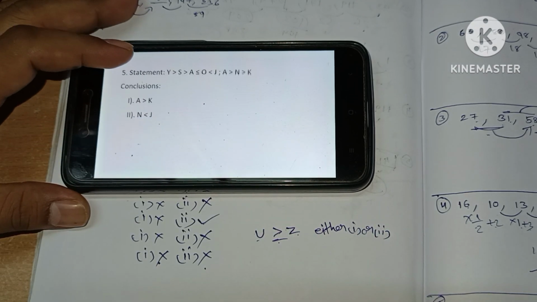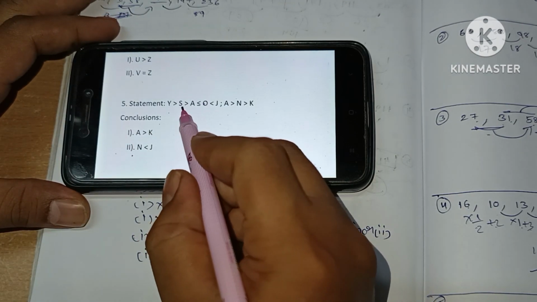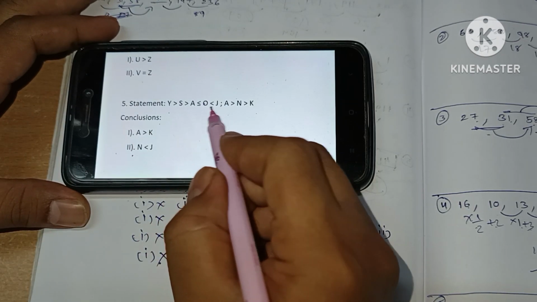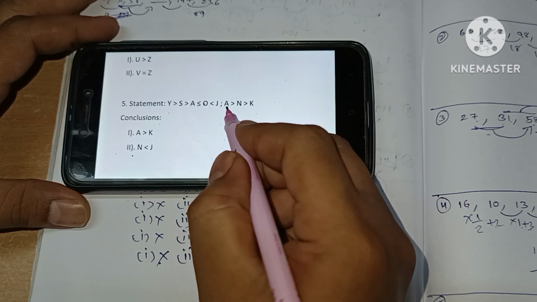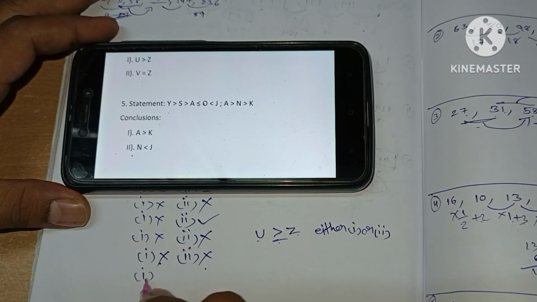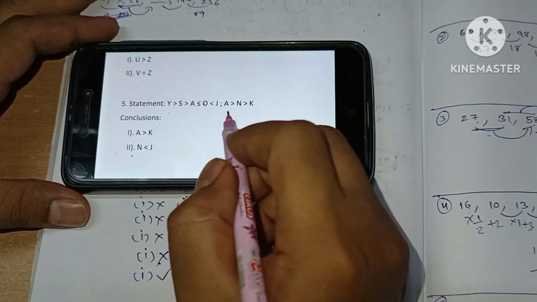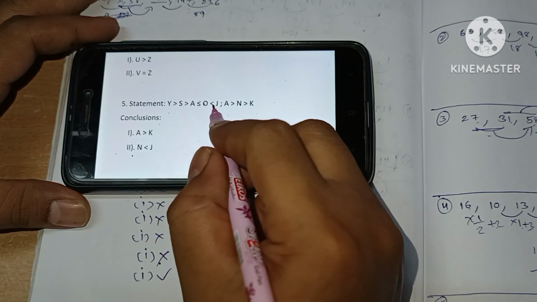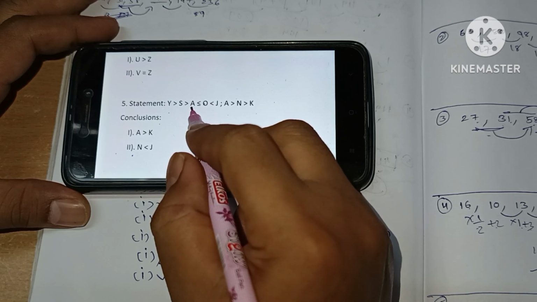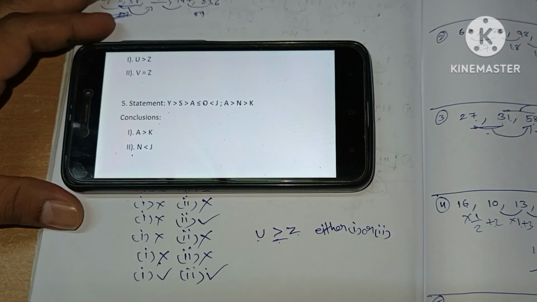Next, fifth question, the flow from A to K. From A there is no flow. Here there is no flow, but here the flow from A to K is possible. So first conclusion will be true. Second conclusion, the flow from J to N. From J we can reach to A, from A we can reach to N. So second conclusion is true.